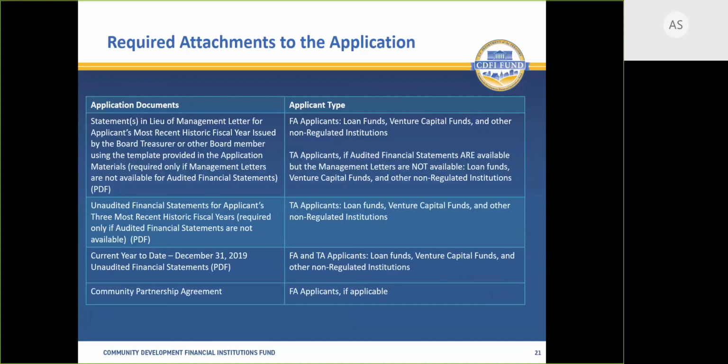And the FA guidance goes into quite a bit of detail on what we're looking for here, including having a sample management letter in an appendix, as well as a template you can use for your statement in lieu of management letter if you did not receive one. If you are an applicant without audited financial statements, we'll need your unaudited financial statements. And all applicants will submit current year-to-date financial statements. And if you're applying as a community partnership, then we'll need that as well.